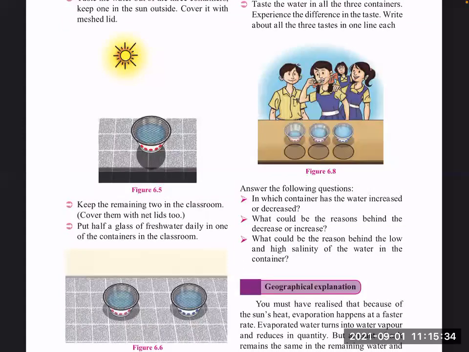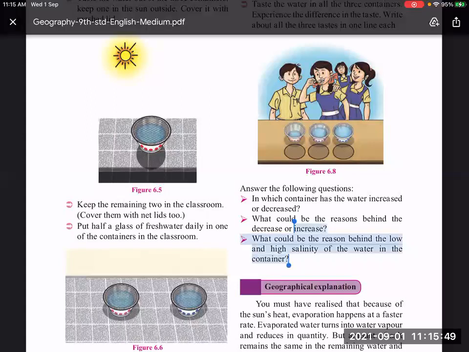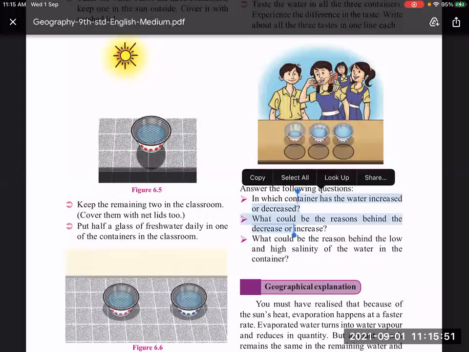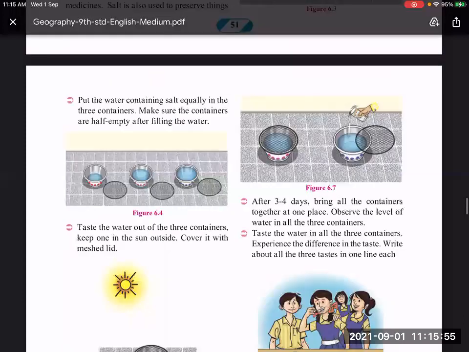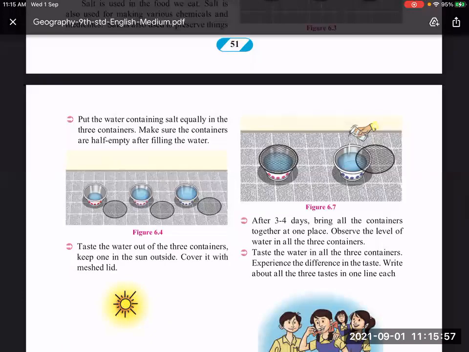You can try this experiment at your home also. Put half a glass of fresh water in one of the containers in the classroom. Every day you can add a small amount of fresh water to that one container. The other container remains the same. Already we kept one container in sunlight. Now what will happen after 3-4 days? Bring the containers together and taste the water.